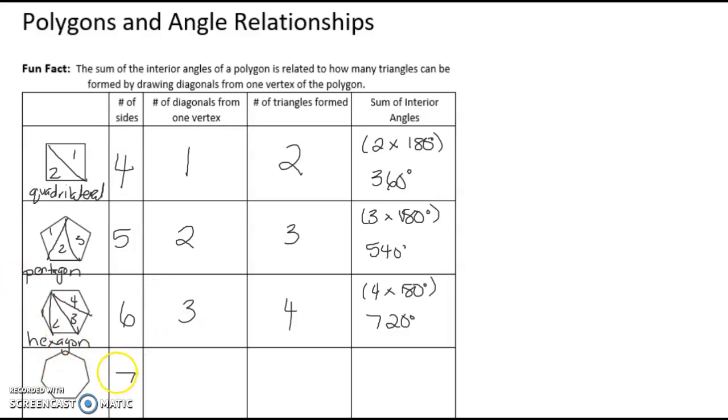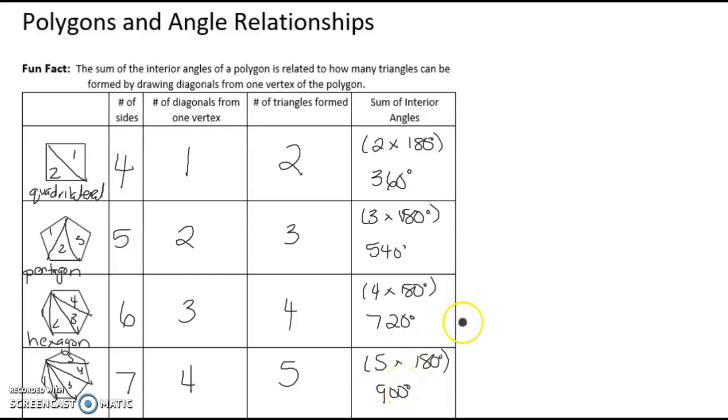Next one. 1, 2, 3, 4, 5, 6, 7. So we have 7 sides. Okay, I'm going to go here, here, here, and here. So I just drew 4 diagonals. So that means I have 5 triangles. So 5 times 180 degrees gives me 900 degrees.